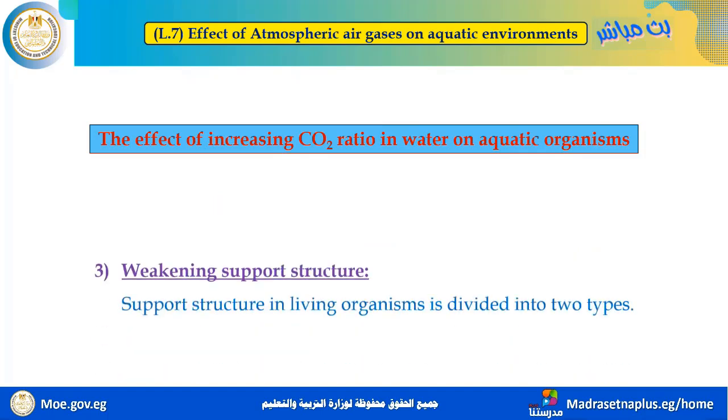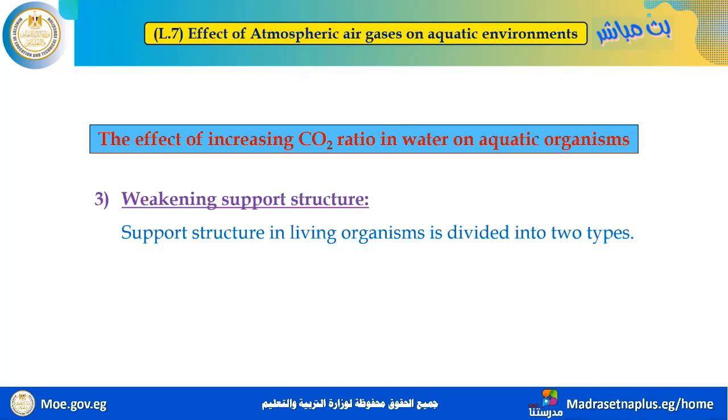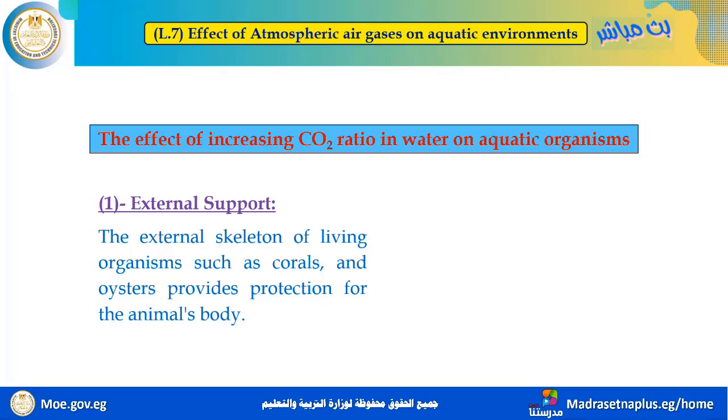Good. The third, weakening support structure. And this point is very, very important. Weakening support structure. Okay, support structure like what? Maybe external support, maybe internal support, as we're going to see in the next part of our lesson. Support structure in living organisms is divided into two types. Let's talk about them. The first one is external support.